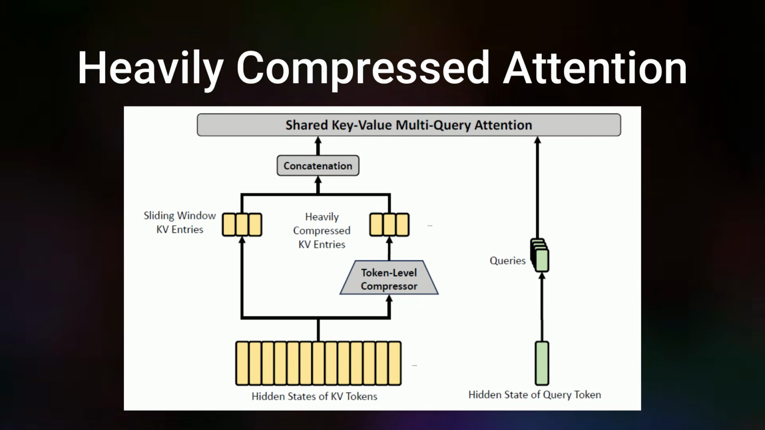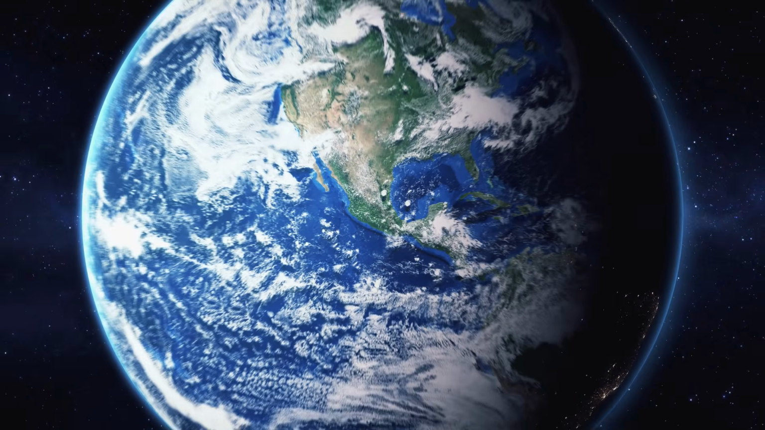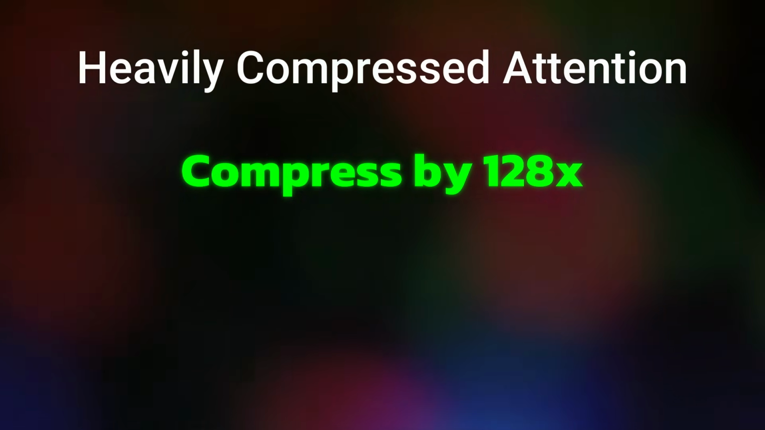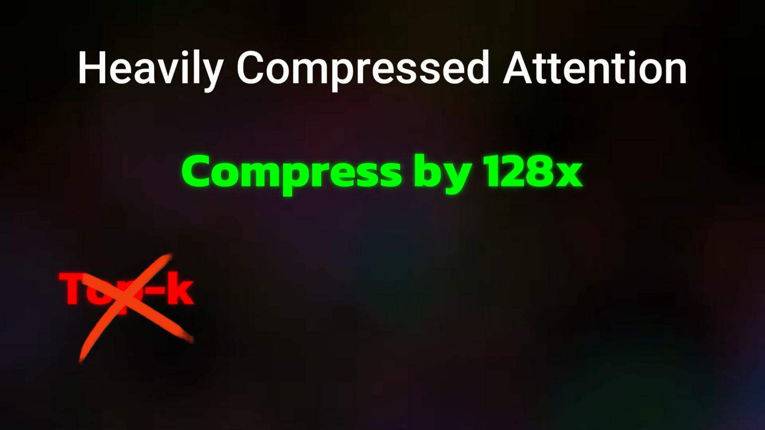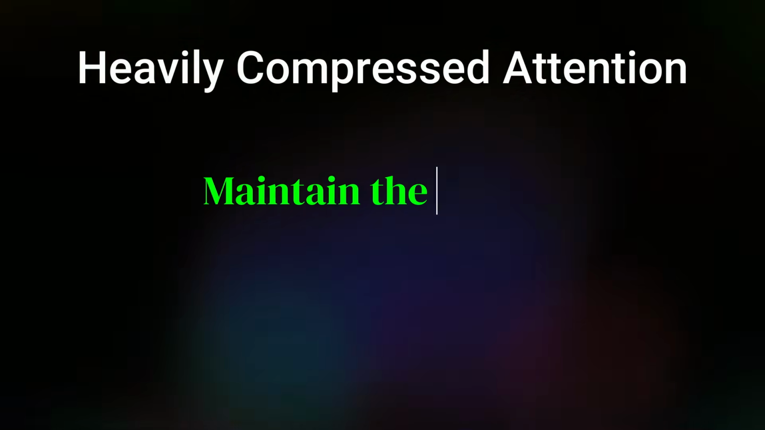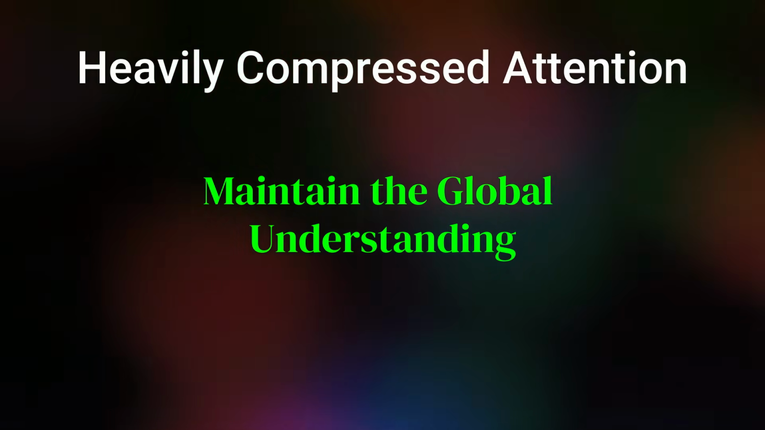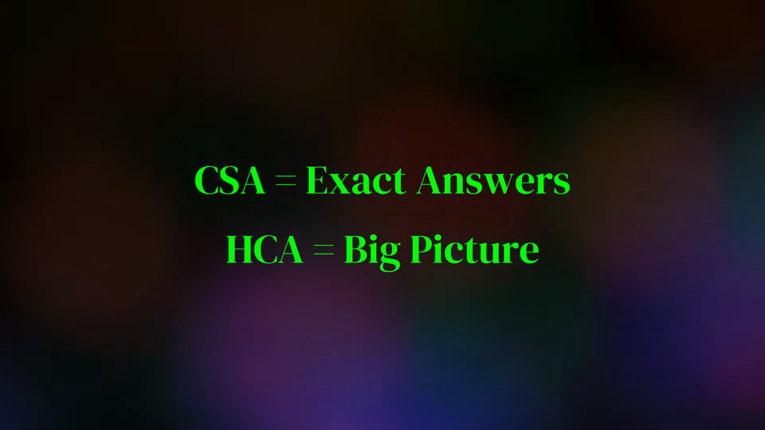Second, heavily compressed attention, HCA. Now imagine instead of searching for details, you just want the big picture. That's where HCA comes in. This one compresses memory by a massive 128 times, way more aggressive, but unlike CSA, it does not select top K. It attends to everything, just in compressed form. This helps the model maintain the global understanding of the entire million token context. Basically, CSA finds the exact answer, HCA keeps the overall story.